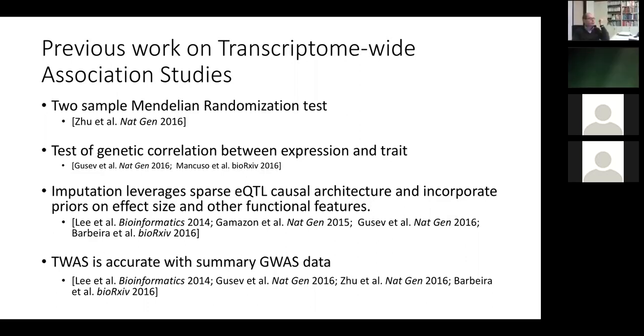For imputation-based methods, the statistical engines that predict gene expression can handle sparse architectures of cis gene regulation by incorporating different priors on effect sizes as well as other functional features. But maybe the most important thing is that because these prediction models are linear, we can work with summary data directly without any real loss in accuracy, which means that we can leverage the extremely large GWAS sample sizes that are currently available by just operating over the summary statistics.